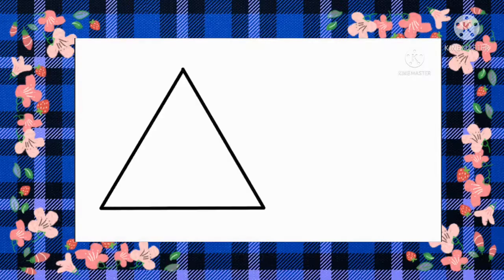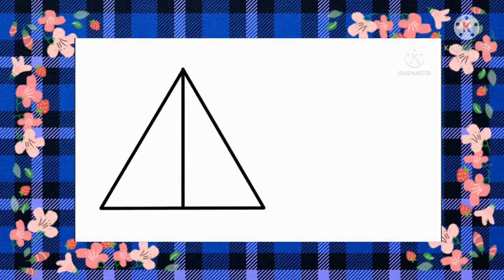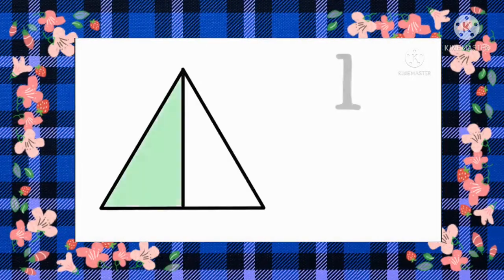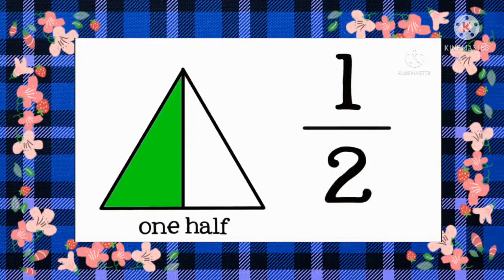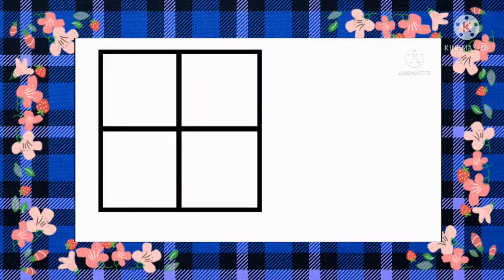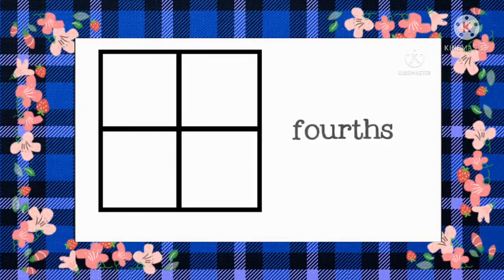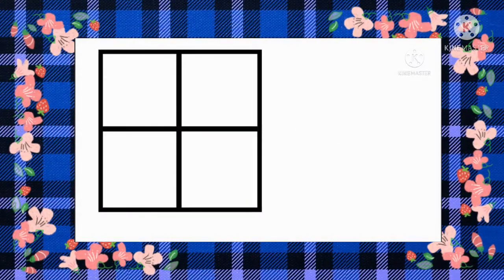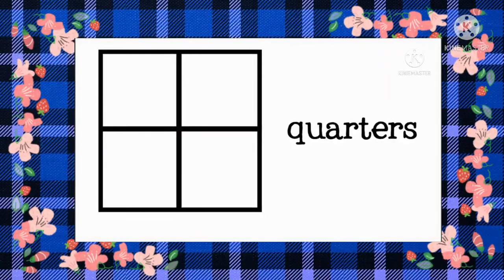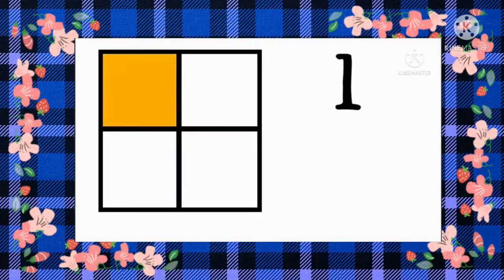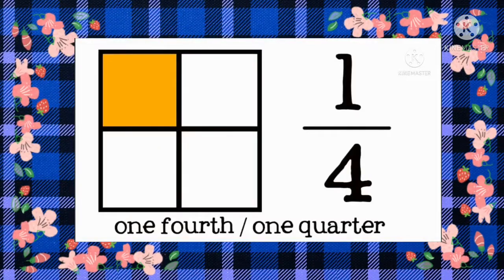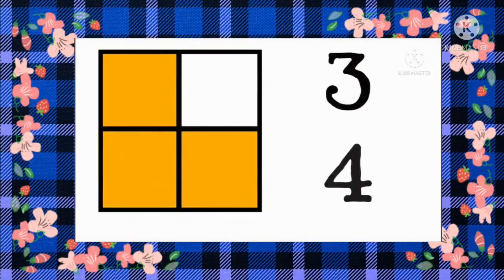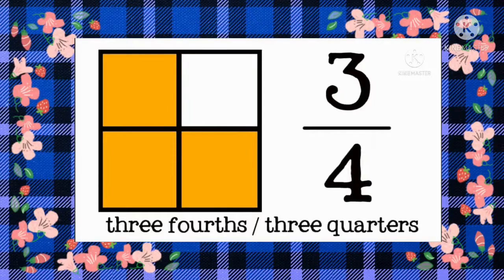When something is divided into two equal parts, we call them halves. One piece out of two total pieces is 1/2. When something is divided into four equal parts, we either call them fourths when they appear in math, or quarters when they appear in daily life. One piece out of four total pieces is 1/4. Three pieces out of four total pieces is 3/4.